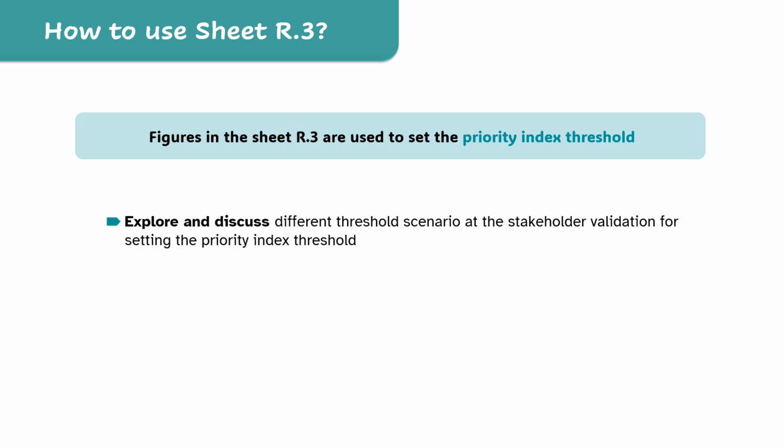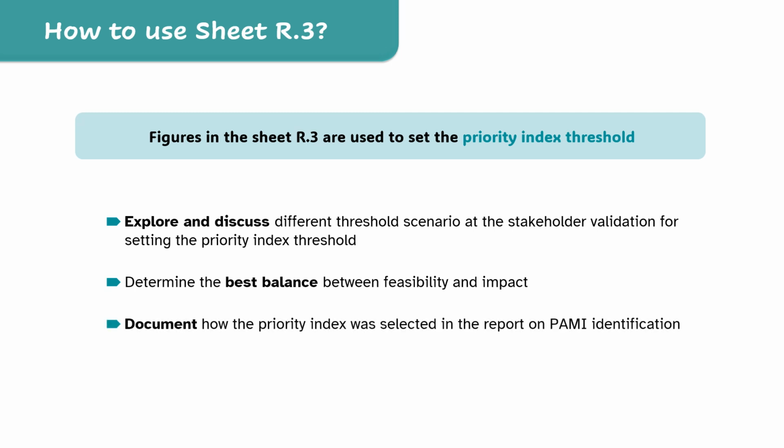Different scenarios for setting the priority index threshold should be presented at the stakeholder validation and should be discussed in a participative manner for stakeholders to determine the best balance between the feasibility and the potential impact of the future NCP in the country-specific context. This table should also be included in your report on PAMI identification.